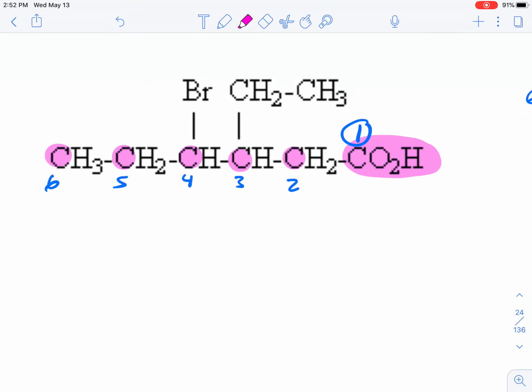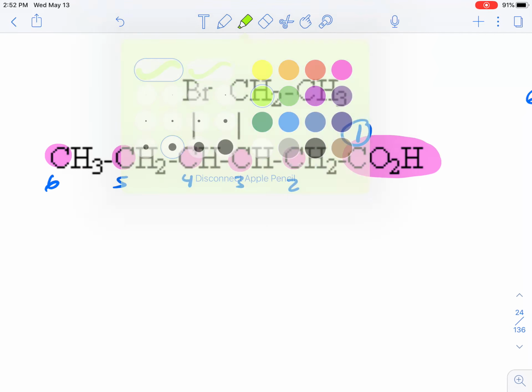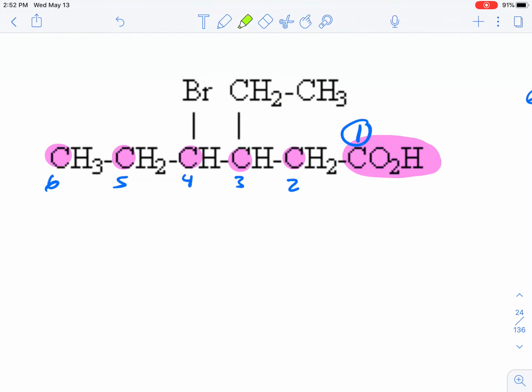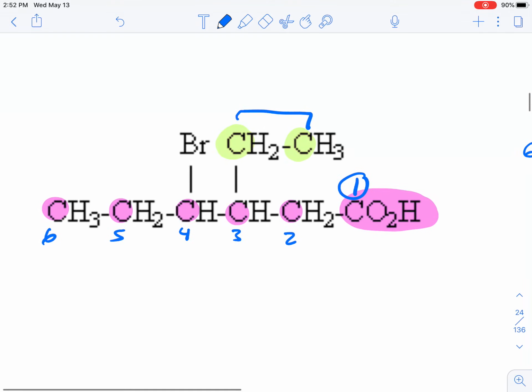And so once we've identified that, we're going to go ahead and identify our substituent. So here we have a 2 carbon substituent. So I know that this is going to be an ethyl. And currently it's on the 3rd carbon.